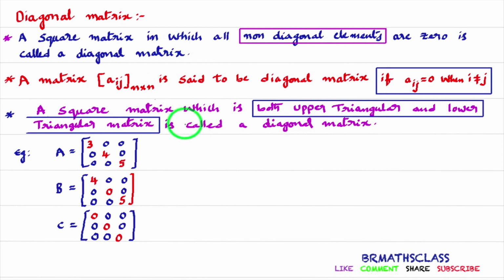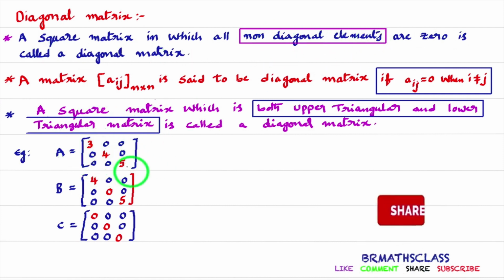Okay, first we will try to understand what a diagonal matrix is. A square matrix in which all non-diagonal elements are 0 is called a diagonal matrix. Non-diagonal elements, you observe this example.